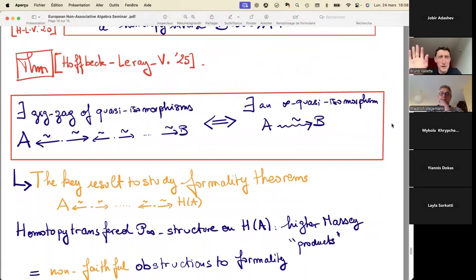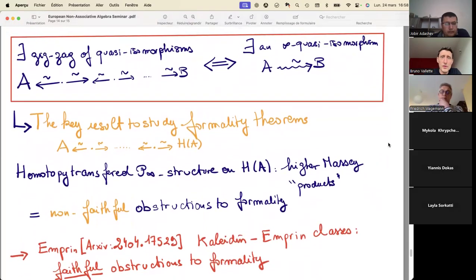We have had the proof for 3 years, maybe 4 years. Anyway, there exists a zigzag of quasi-isos of double Poisson algebras if and only if there exists an infinity quasi-iso. And this opened the doors to the formality theorem. So let me tell you what formality is.